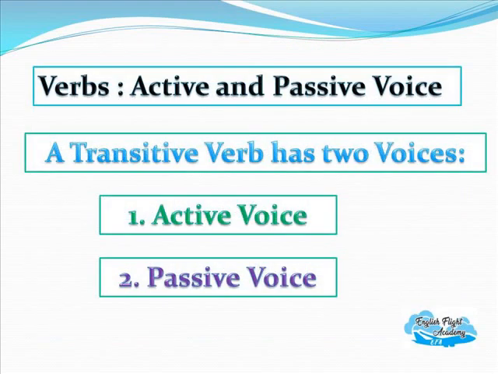The verbs can be written in active and passive voice. A transitive verb has two voices. A transitive verb is a verb which has an object. So it has two voices, active voice and passive voice.